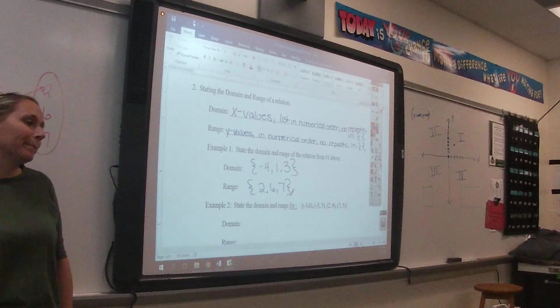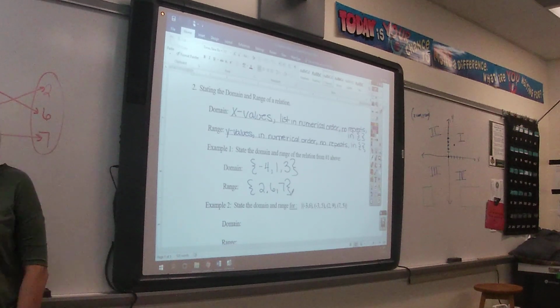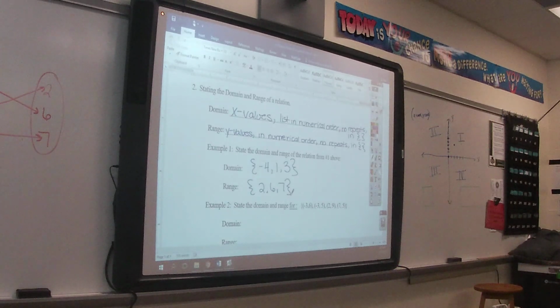Yep. When you say no repeats, do you mean if there's like another ordered pair and it's like another one is -4, you can't put that in? Yeah, I'm going to show you here on this next one.